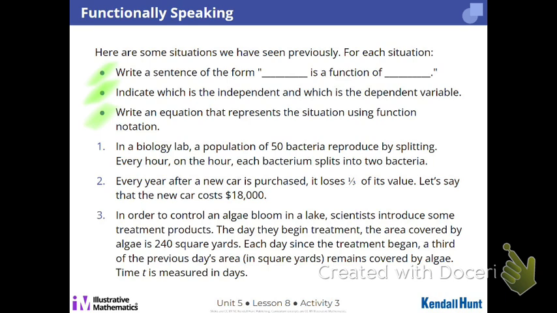The number of bacteria is a function of time. As time goes, the bacteria increases. Who can tell me which one's independent and dependent? Ellie: The bacteria. Yeah, the number of bacteria is dependent on the time.